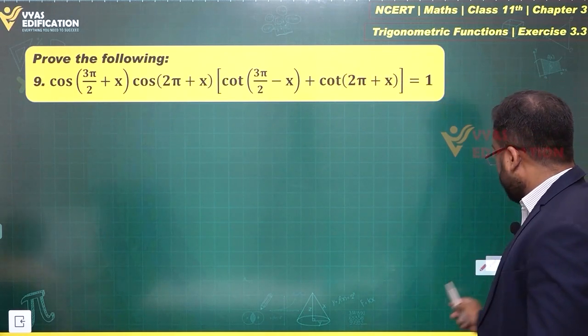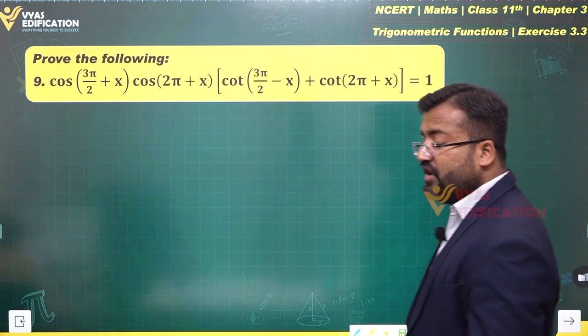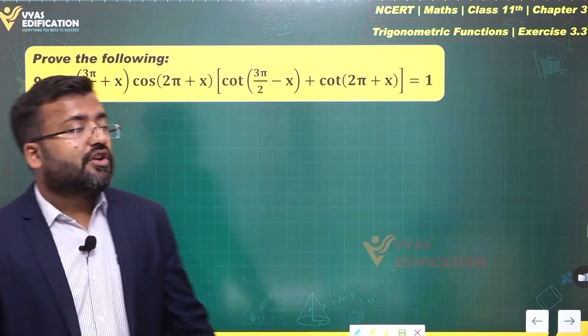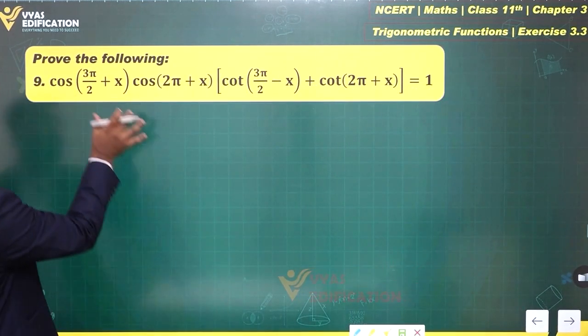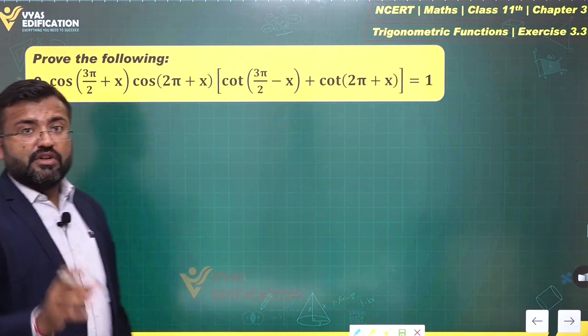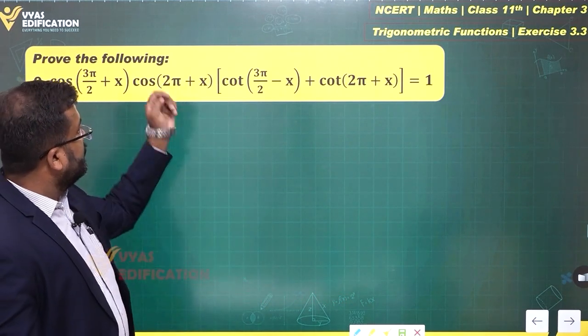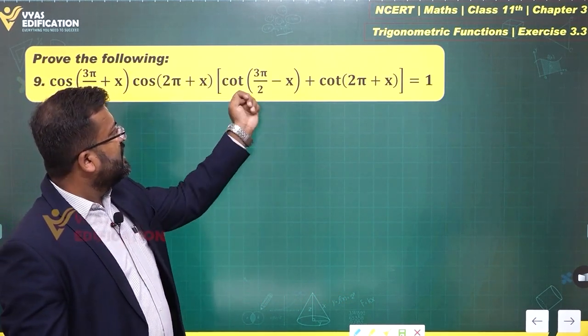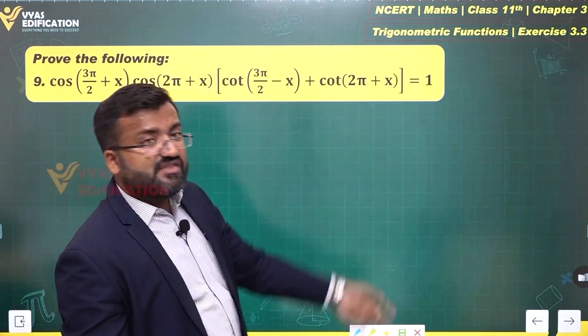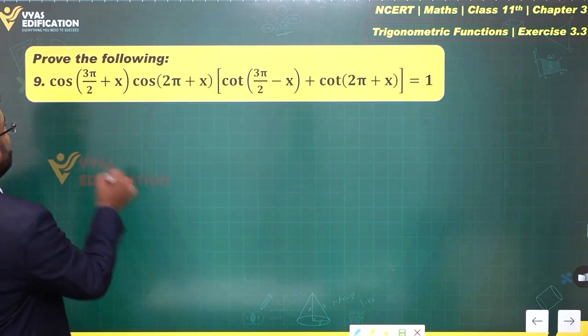So for proving this, once again we need the concepts of allied angles. What concepts of allied angles will we require over here? What is cos of 3 pi by 2 plus x equal to? That is something which we require. Cos of 2 pi plus x is pretty simple. Cot of 3 pi by 2 minus x and cot of 2 pi plus x are once again very simple. So let's begin with the LHS.